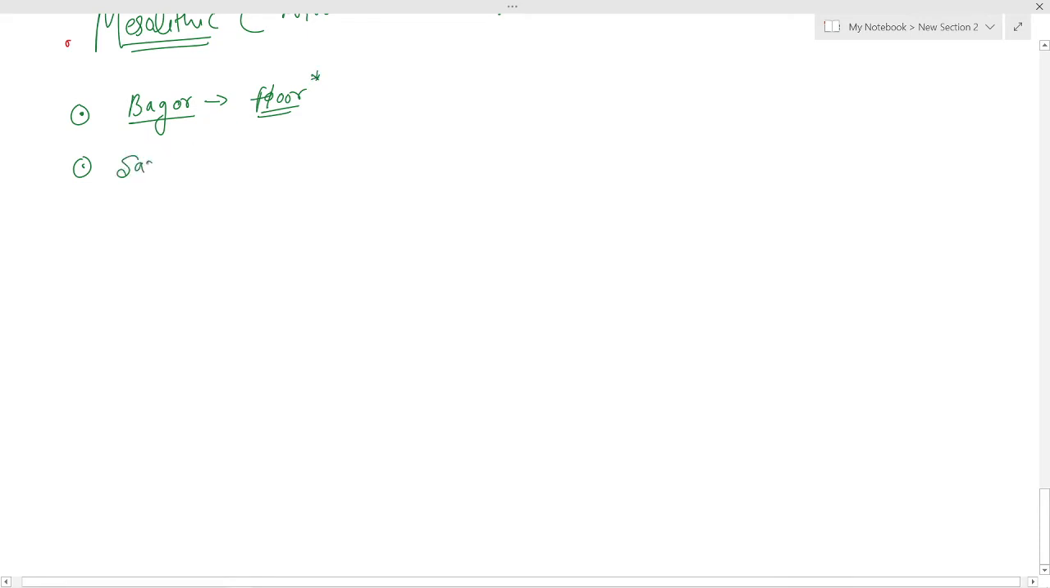The second is Sarai Nahar Rai. The living site is made by spreading burnt clay. Huts were rectangular type, and there are post holes for the huts.